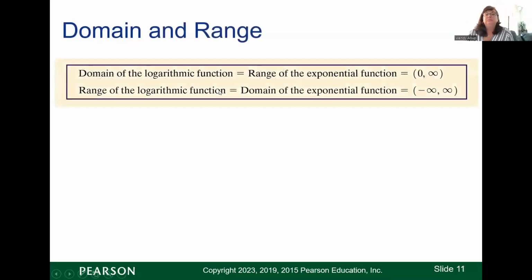All right, domain and range of log functions, and the essential thing to know or remember is that log functions and the corresponding exponential function are inverses of each other. Remember, the primary rule about domain and range of inverses is that the domain of the first becomes the range of the inverse, and the range of the first becomes the domain of the inverse, okay?